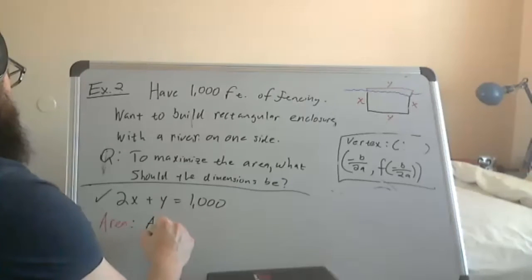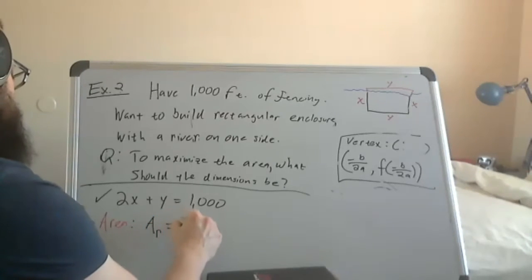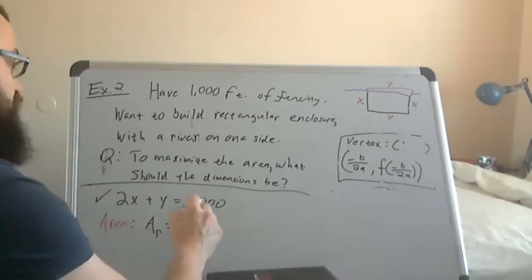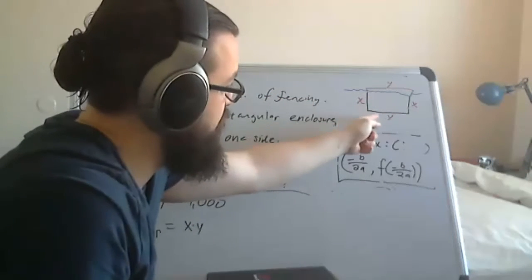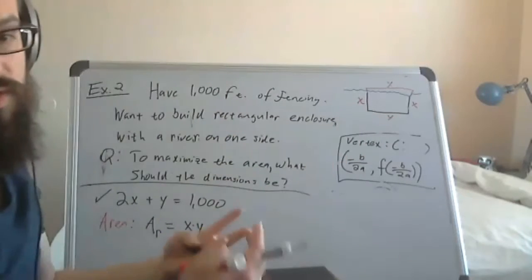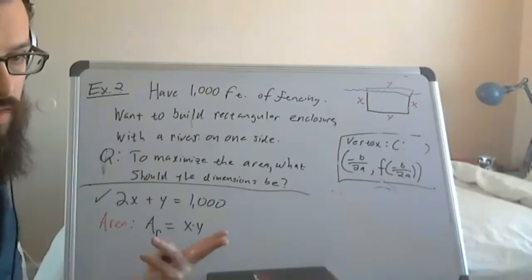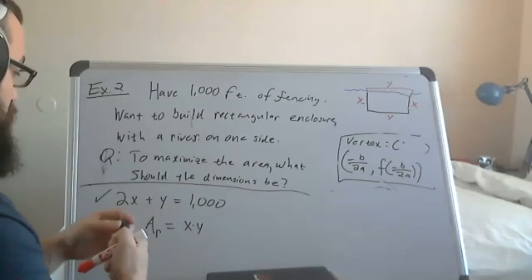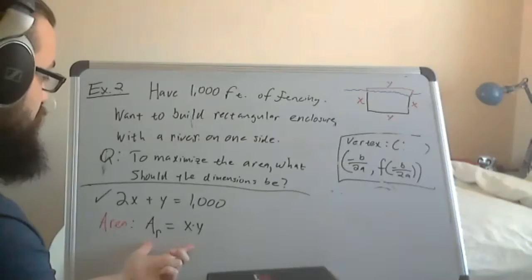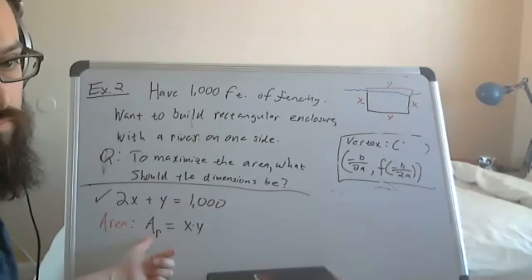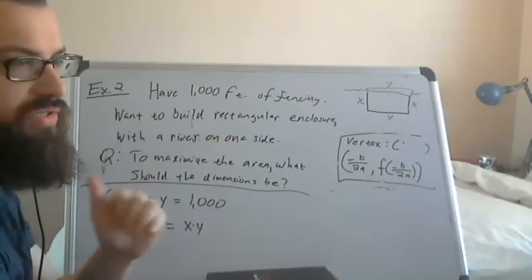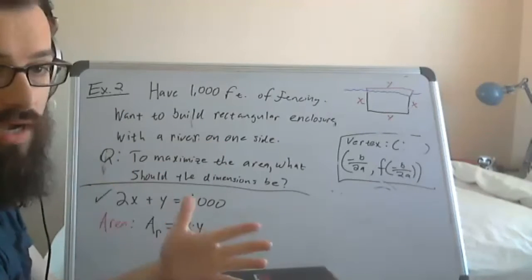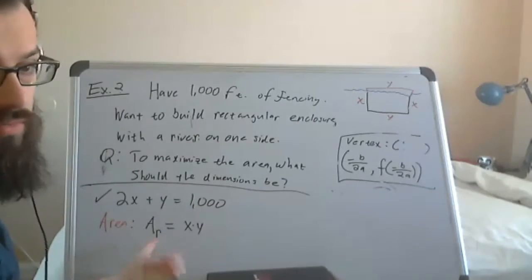Area of the rectangle equals, of course, x times y. Even though one side is just the water, we can still think about the length of these sides, and that's how we're going to grab the area, x times y. Now, we don't know the area, and at this point, it actually doesn't really matter. We just want it to be maximized. So not knowing the value is okay here.